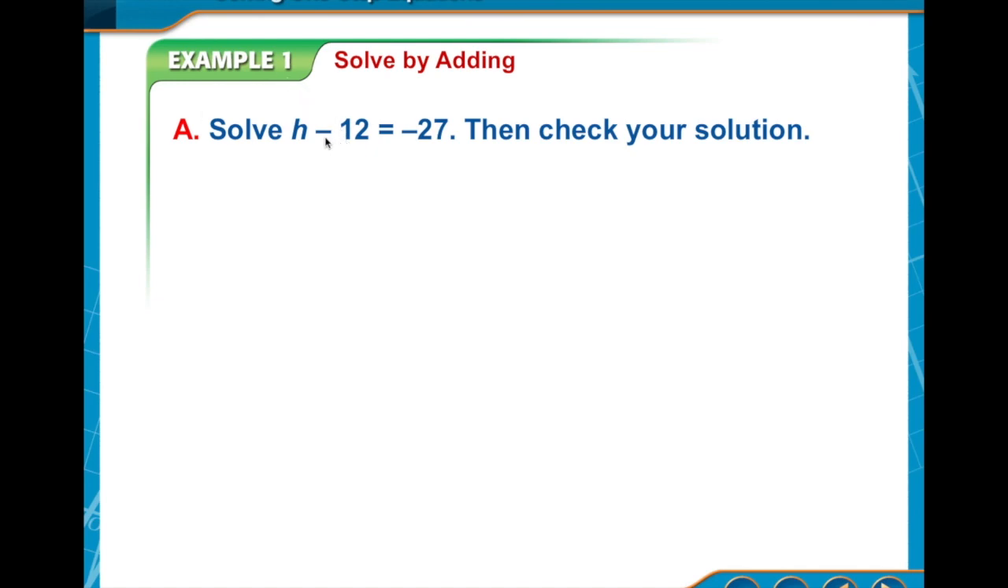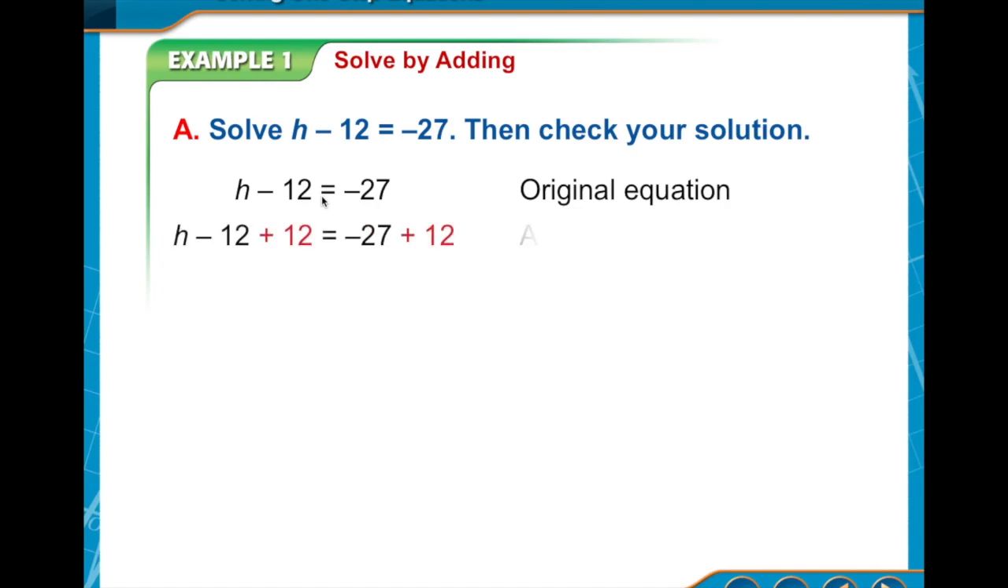If this negative 12 is tied to this h by subtraction, we have to do the opposite of subtraction to get rid of it. So we will add to both sides. What will we add? Well, we'll add what will cancel out a negative 12. In this case, that would be a positive 12. So we take our original equation. We add 12 to both sides.